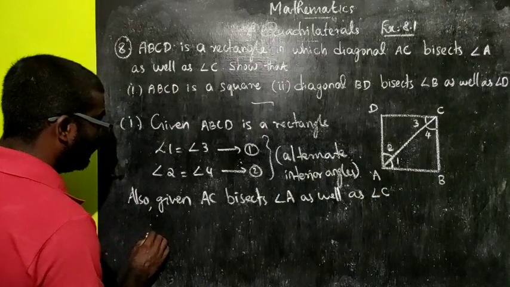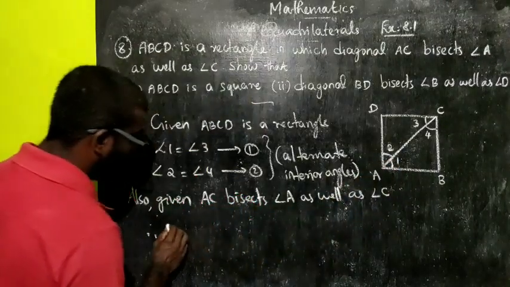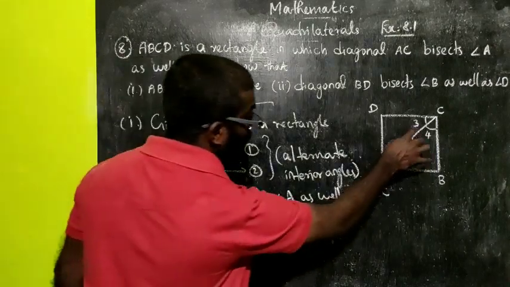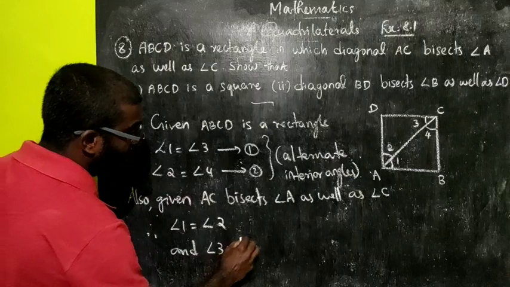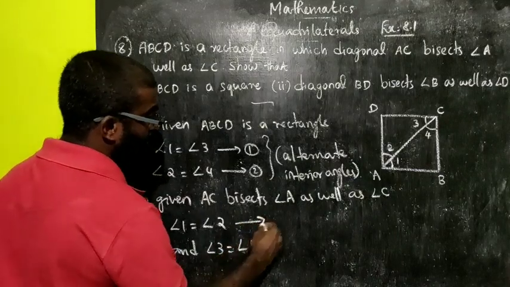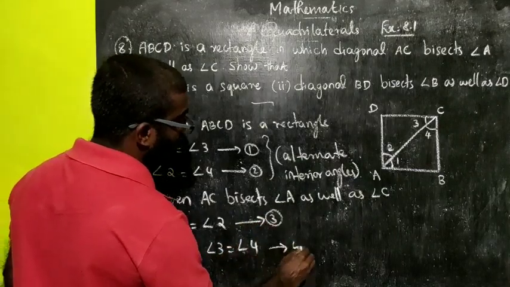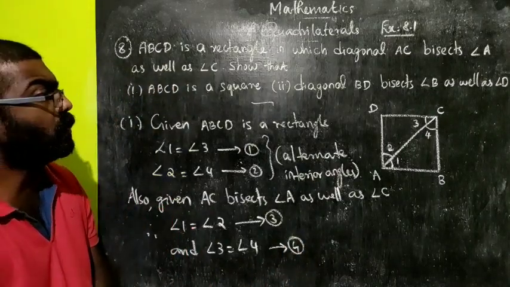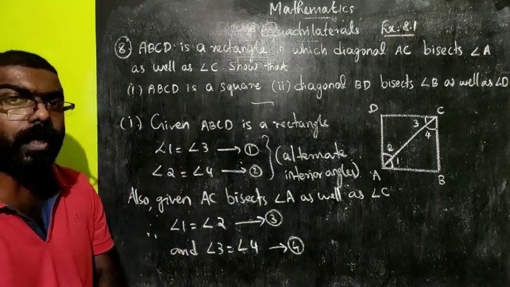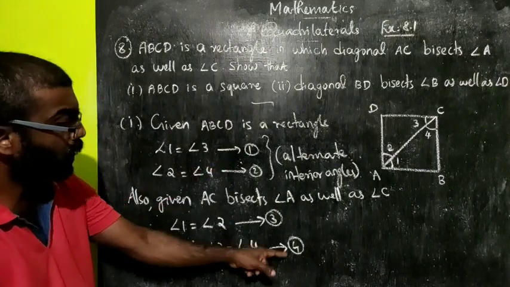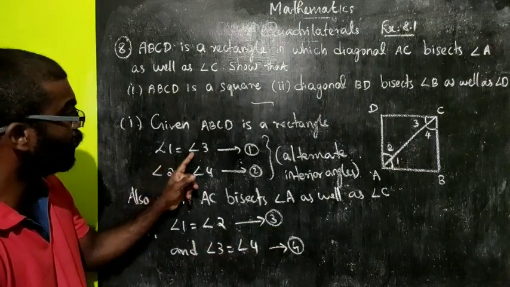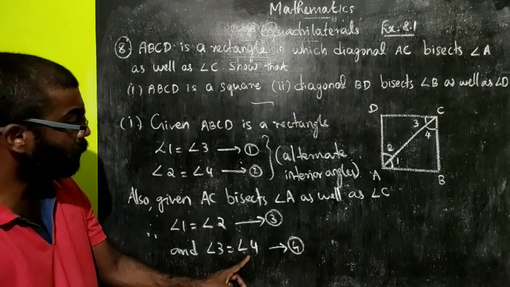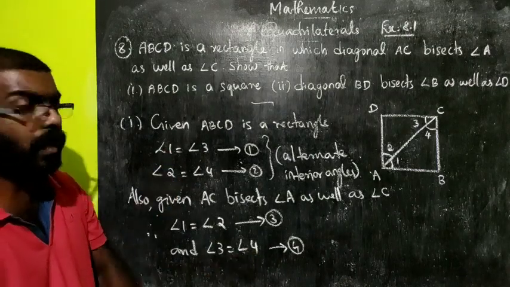So what we can write? Angle 1 equal to angle 2 and angle 3 equal to angle 4. This can be taken as equation number 3 and 4. Now we can combine these equations and we can conclude it is a square. For that we can take the equations 1 and 4. In 1, angle 1 equal to angle 3. Here angle 3 equal to angle 4. So by combining these two equations, we can say angle 1 equal to angle 4.